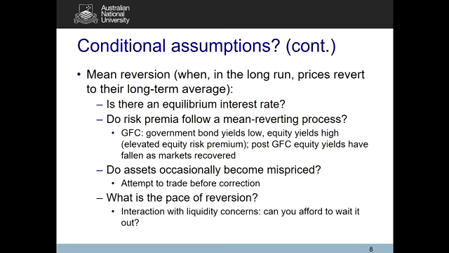You might consider whether risk premia follow a mean reverting process. So let's take the GFC. Everyone was scared in the GFC. Risk aversion was high, and people were putting a very high price on risk. So because of that, the equity yields were very high, and that meant that the equity values were very low. The safe government bond yields were low, so there was an elevated equity risk premium, right? The future return that was being offered by equities was very high because the current value of equities was very low. Once you got past the GFC, as equity markets recovered, equity yields came down.